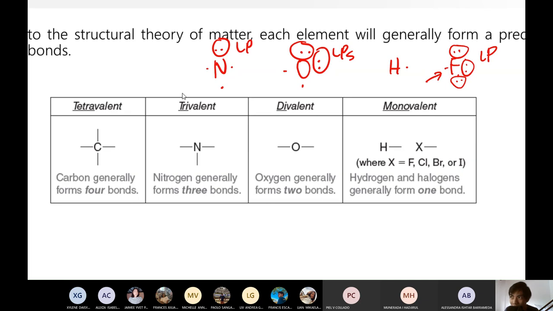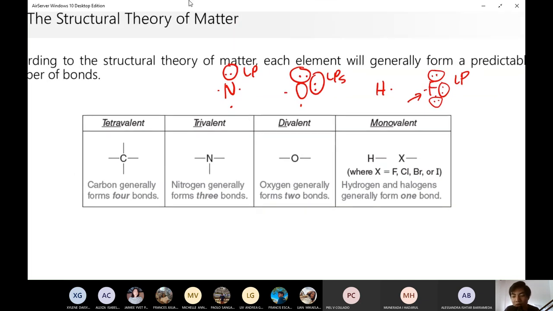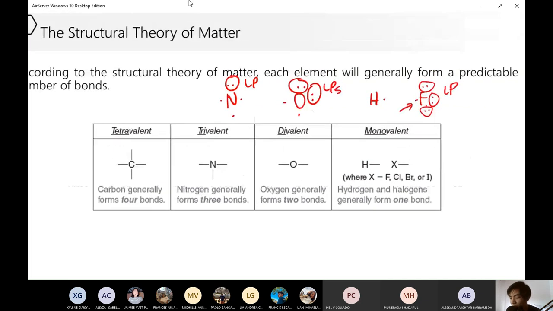So yan lang yung idea ng structural theory of matter. Ano yung concept niya? That atoms can connect to different atoms by default, with a certain number of valency. So pwede siya kumonekta into four atoms. Pwede sila kumonekta into three atoms. Pwede sa dalawang atom or isang atom lang yung pwede nila dugtungan. So we call that the valency.